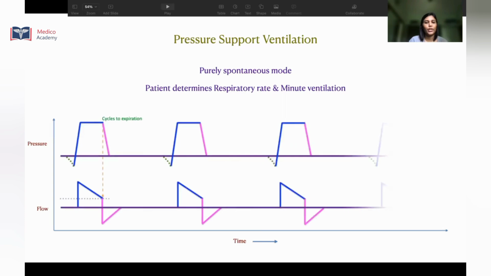This is again a pressure flow versus time graph, where you can see the dotted lines, which are negative pressure efforts from the patient side. All the efforts have been triggered by the patient. The final pressure achieved is the pressure that you've set on the ventilator, and then the ventilator cycles back to expiration when a particular flow rate is reached. We'll go into that in detail. So pressure support ventilation is a purely spontaneous mode where the patient decides the respiratory rate and the minute ventilation.